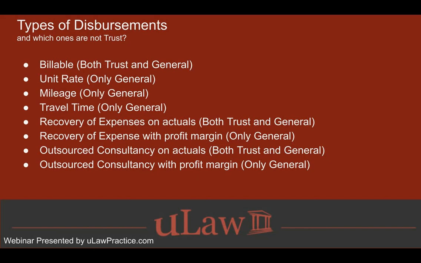For both trust and general: billable actuals and outsourced consultancy, but only actuals again. So always remember, trust is only actuals. It's very simple to remember. You cannot make everything from trust, but if anything is an actual payment, you can definitely do that from trust.